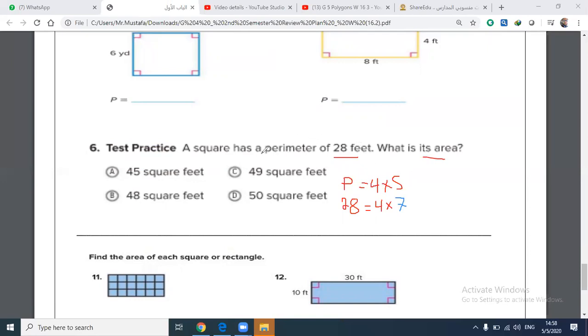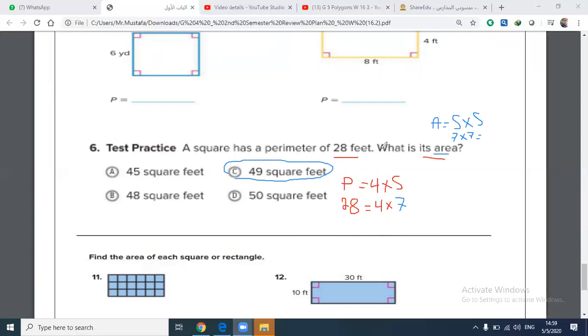Now I can find its area. The area of a square equals side length times by side length. I found the side length, which is 7, right? So the area is 7 times by 7. 7 times by 7 equals what? 49. Yeah, square. Excellent. So the answer is 49 square feet, letter C. Yeah. Excellent, Muhammad. Excellent, my friend.